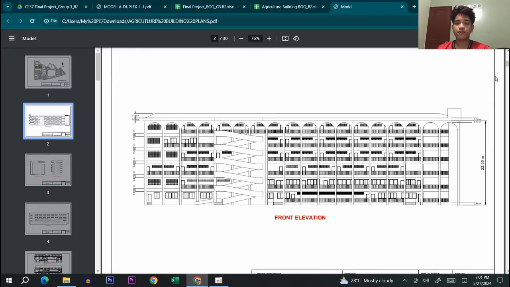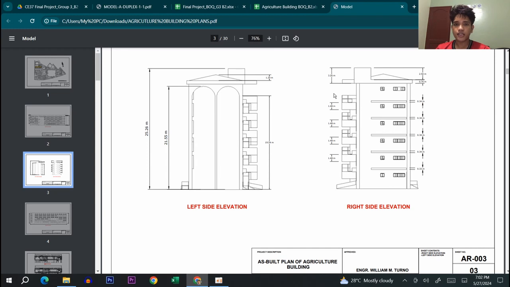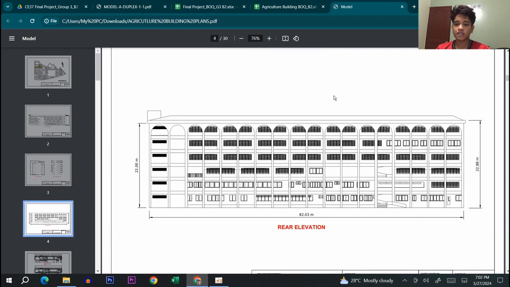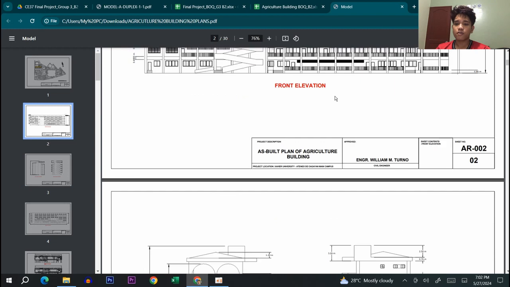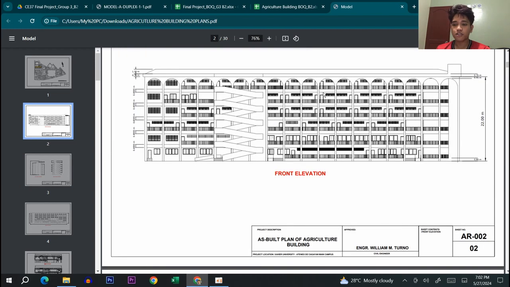So for the second half of our video submissions, we have also made a bill of quantities estimate for the building that we have measured for our midterms project, which was the agriculture building. So as we can see here, we have the front elevation, the left side and right side elevation, and its rear elevation. By observing, you can see that the agriculture building is indeed a large building.